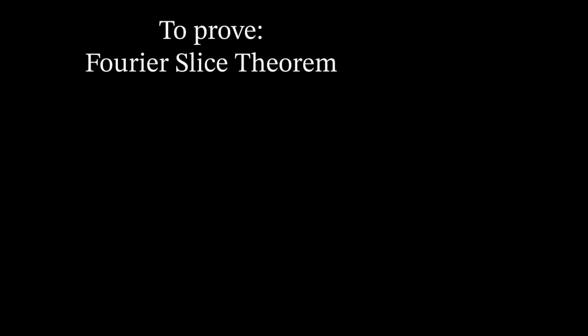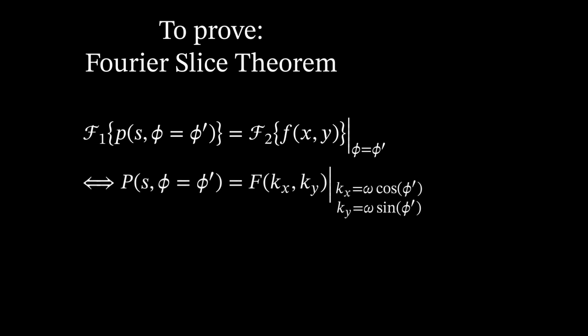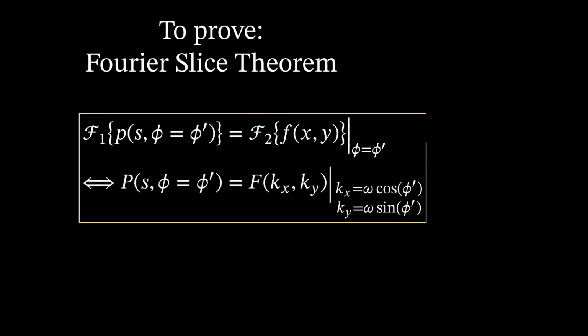Let's walk through this proof. The Fourier-Slice theorem looks like this. The 1D Fourier transform of the detector function on the left and the 2D transform of the object function on the right. Note that we take only one angle, so one slice on both sides. The second line is only a small rewrite of this.